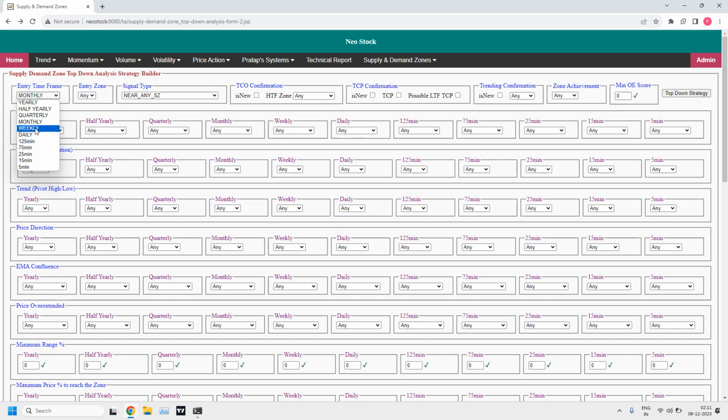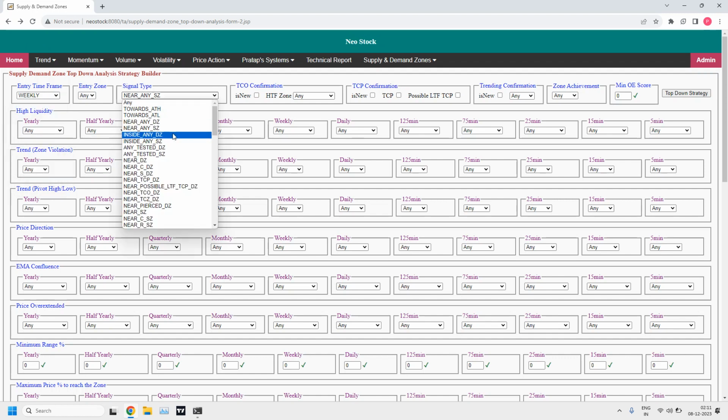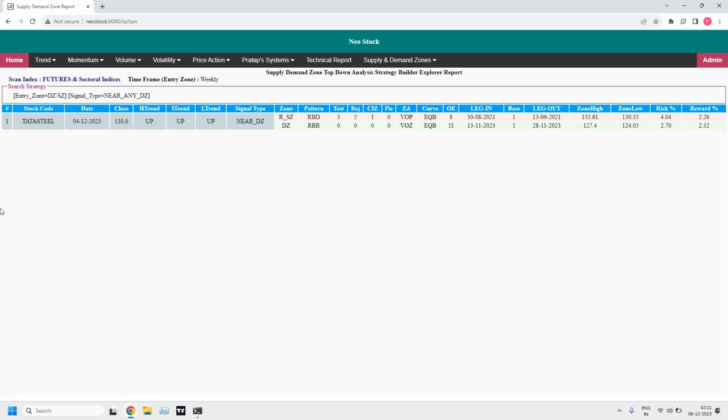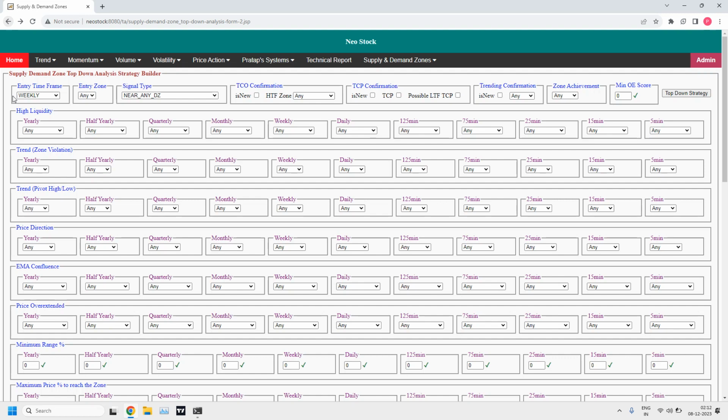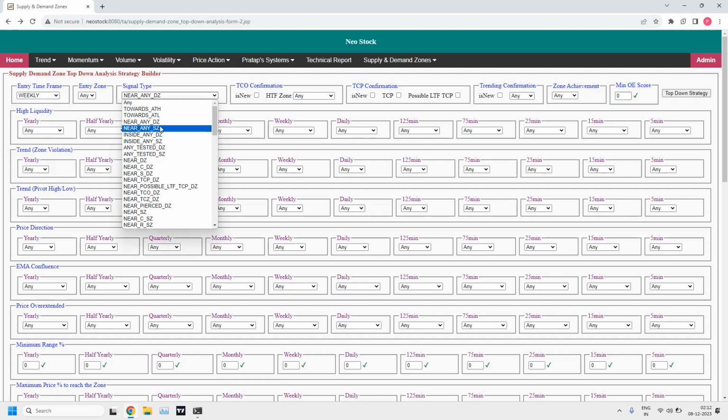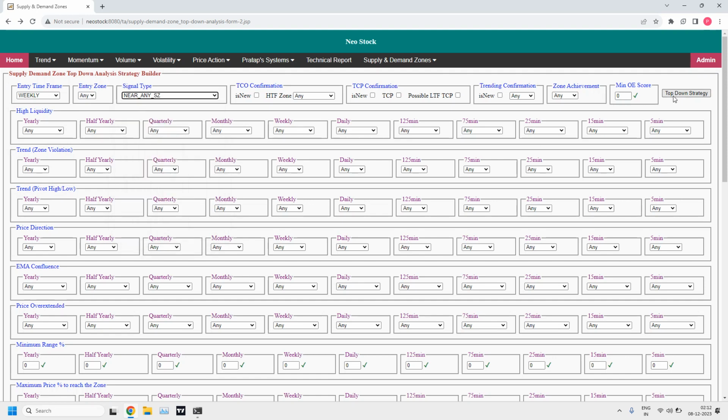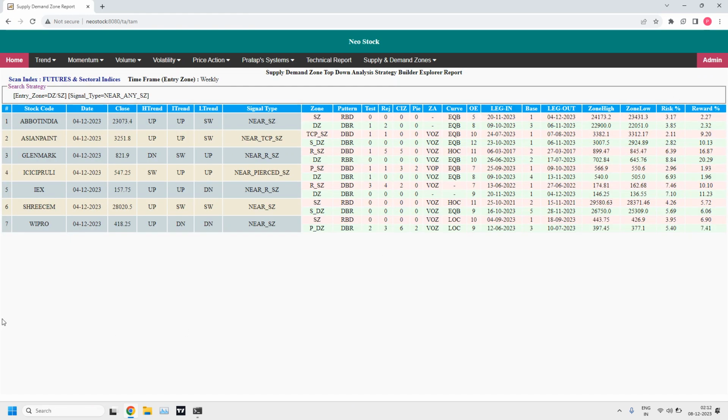Now entry time frame is weekly. Let us find the stocks near to the weekly demand zone. One stock is near to the weekly demand zone. So let's go back. Entry time frame is weekly. Let us find the stocks near to the weekly supply zone. 7 stocks are filtered near to the weekly supply zone. Let's go back.